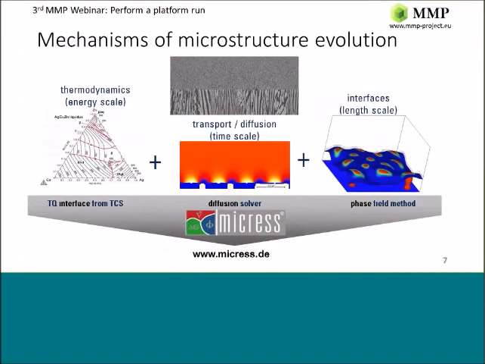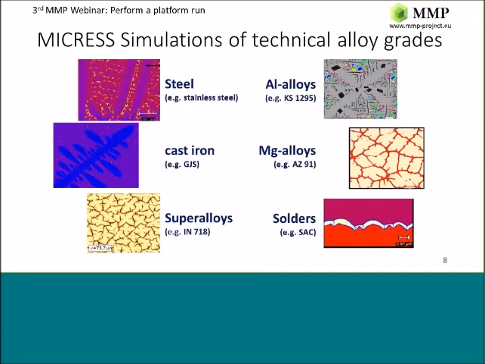On the microstructure level, the software MuPIF combines the phase field model with the diffusion solver and thermodynamic data, and that is done for simulating the evolution of the microstructure. There are also a bunch of applications, mainly in simulating technical alloys, and that's only to give an overview of the software.